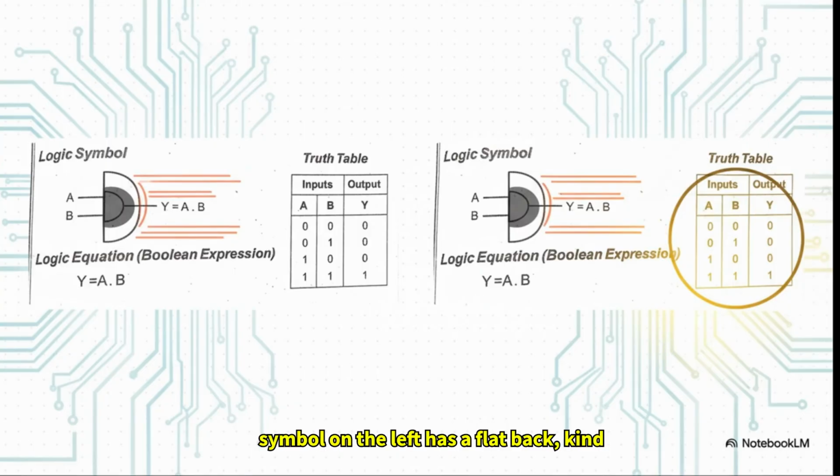Check this out. The symbol on the left has a flat back, kind of like a capital D for AND. And that truth table on the right really shows you how tough it is. There's only one single row where the output is 1, when both A and B are 1. Any other combo, you get a 0.